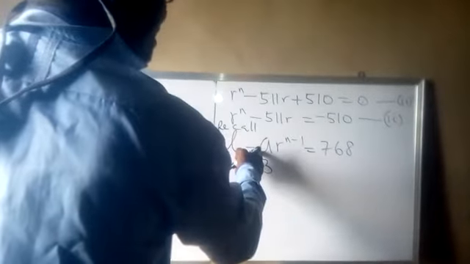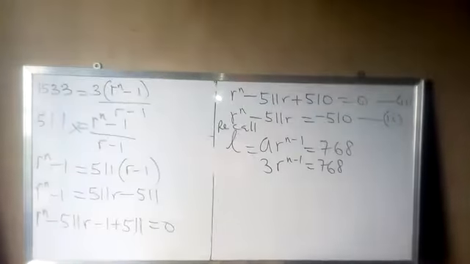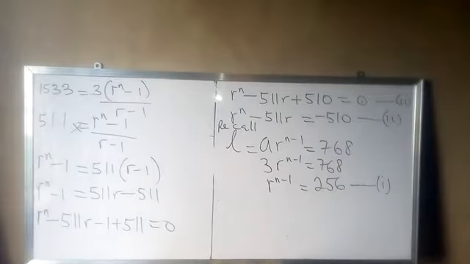So when we put 3 as a, we have r raised to power n minus 1 is equal to 768. Don't worry, I'm taking you back a little just to remind us of what we had in equation 1. r raised to power n minus 1, when we divided this, is equal to 256. Since we have cleaned equation 1 from the board, we are trying to remind ourselves of what we had in equation 1.